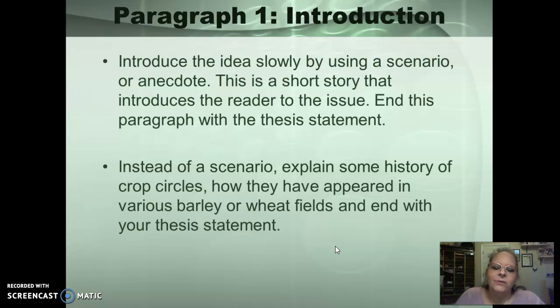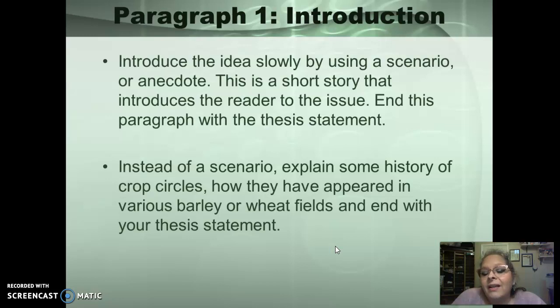But different things you can do for an introduction are you can create a scenario for us called an anecdote. So I could talk about Farmer Joe going out and finding his corn squished down and then trying to figure out what happened, and then you end up with a thesis statement there that then starts your paper.